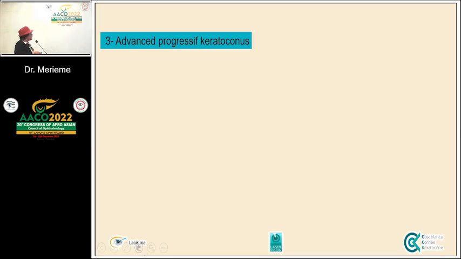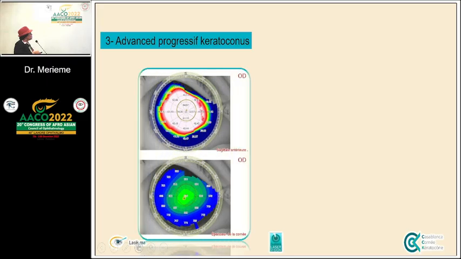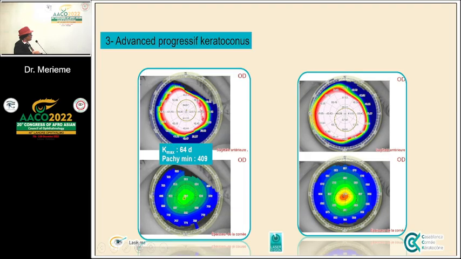This is advanced progressive keratoconus in a child. The keratoconus is progressive. Look at this topography after 6 months for this child. The Kmax became 125 and the pachymetry 362. Before, it was 64 and the pachymetry 400.